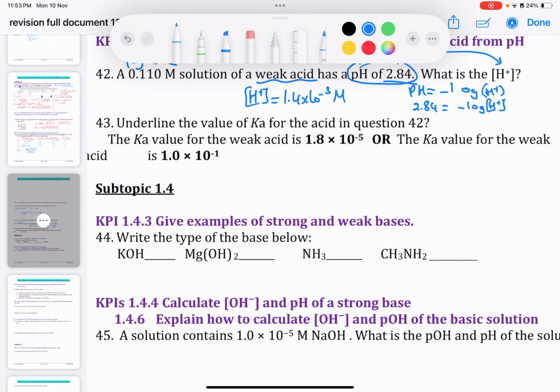Calculate the value of Ka for the acid in question 42. The value of the weak acid is 1.8 times 10 to the power negative 5 or 1.0 times 10 to the power negative 1. Now, having the H plus, I'm going to give you again the formula. Ka is x squared over c. So x squared is the H plus squared, so 1.4 times 10 to the power negative 3 squared over the given concentration. If we plug this into our calculator, we get the value to be 1.8 times 10 to the power negative 5.